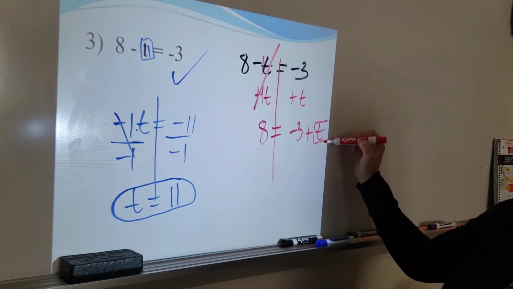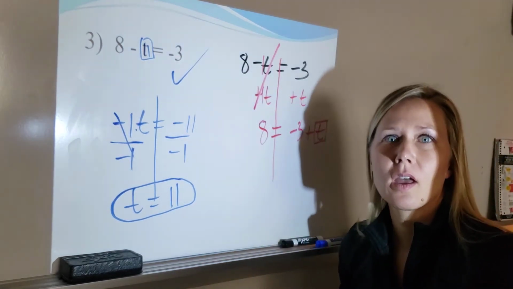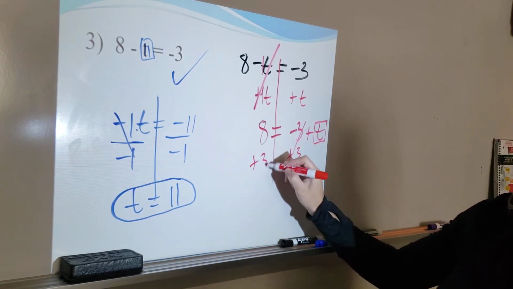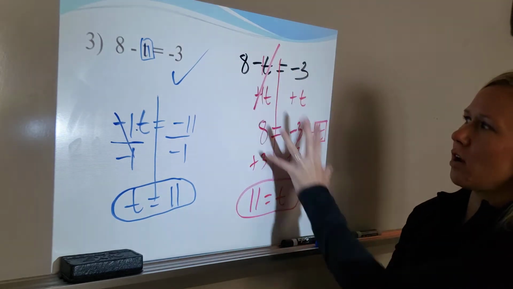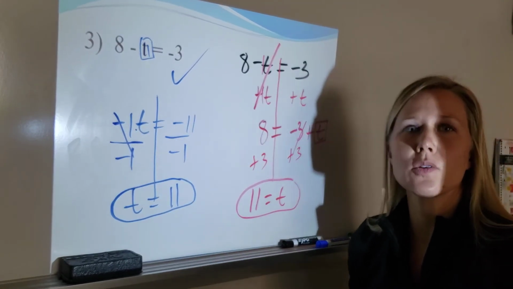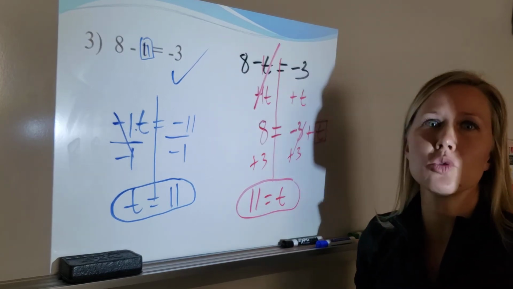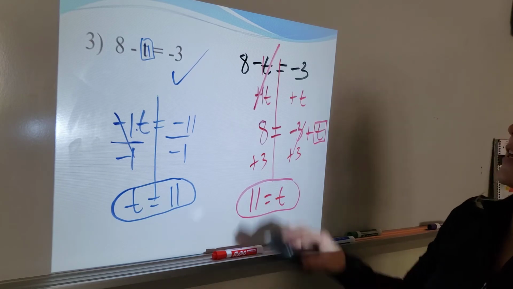Okay, remember my goal is to get the t by itself. So I'd have to undo this negative 3 by adding 3. 11 equals t. What happens here is I avoid all the negative, just a different way to look at the problem. Okay, so this could potentially be something that maybe you'd like to try when you get to something like this. I just want to show you a different way of looking at it.